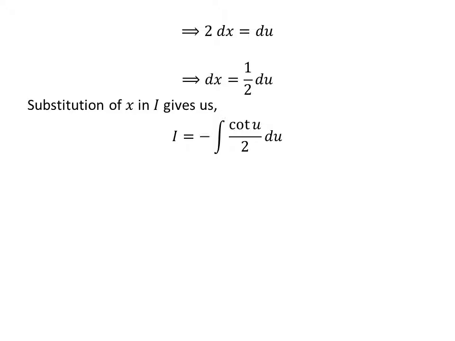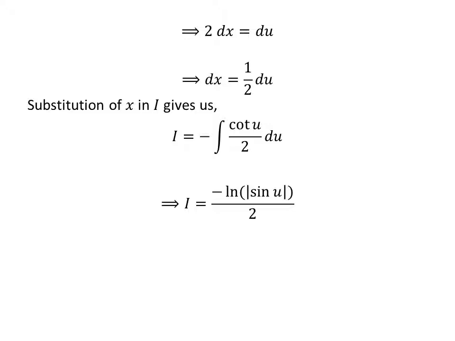Substituted x and differential of x in I by our assumed value. Now the integration I has become minus integration of half of cotangent of u with respect to u. This is a simple integration. Half is the constant. The antiderivative of cotangent of u is natural log of absolute value of sine of u.